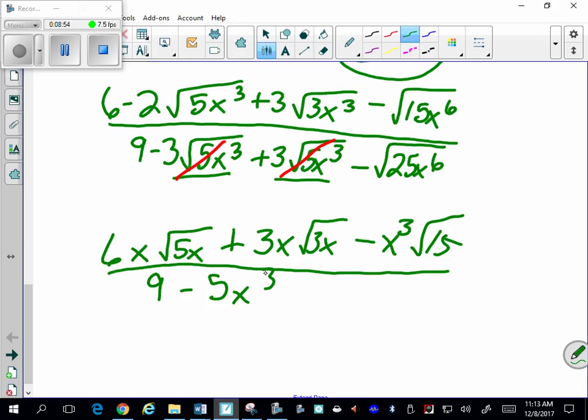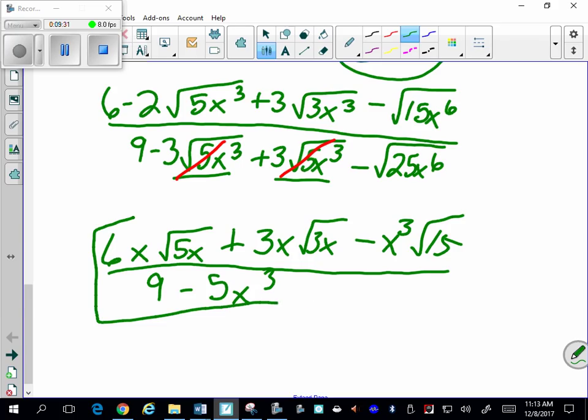So now we look at all of our terms. So 6x square root of 5x, 3x square root of 3x, x to the third square root of 15, no like terms there. And 9 minus 5x to the third, no like terms there. If you look at the coefficients, 6, 3, negative 1, 9, 5, nothing in common to reduce. X, x, x. This 9 doesn't have an x on it, so we cannot reduce all the x's out, so simplify. So this ends up being your final answer. It does not look nice, but this is the answer.